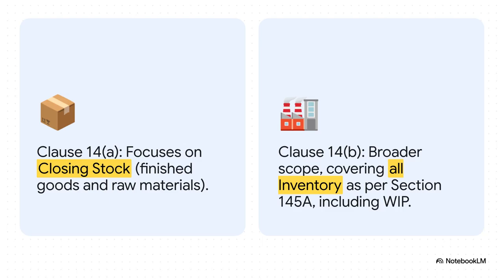Okay, so first things first, Clause 14 is split into two parts. Think of it as Part A and Part B. Part A talks about your closing stock. Simple enough, right? That's usually your finished goods and the raw materials you have on hand. But then you look at Part B and it uses a different word, inventory. Now this is the key. Under the tax rules, inventory is a much broader term. It also includes your work in progress, all that stuff you're currently in the middle of making. Getting this little difference is really the first big step.